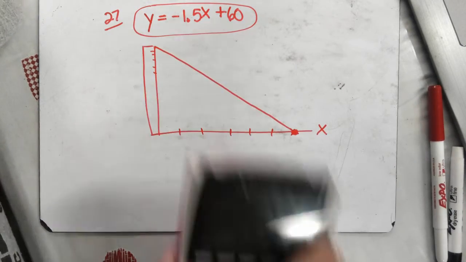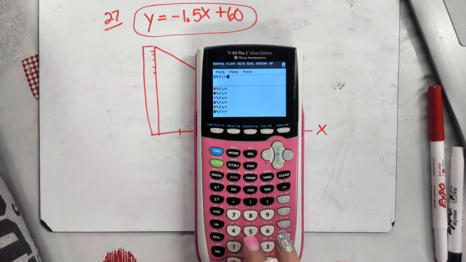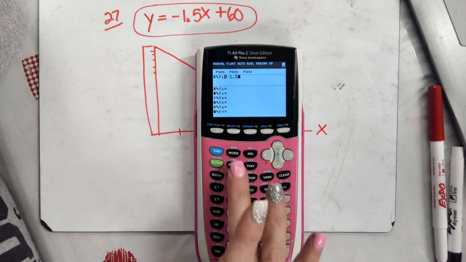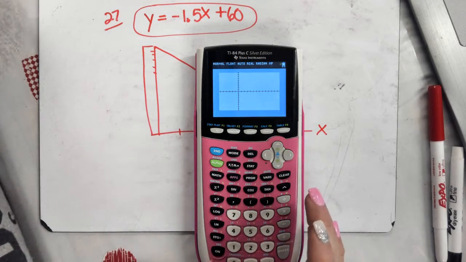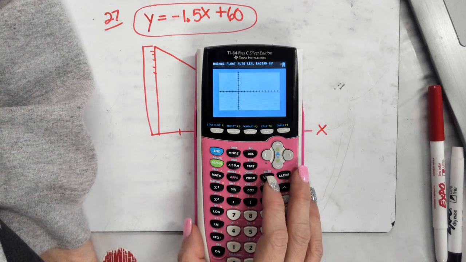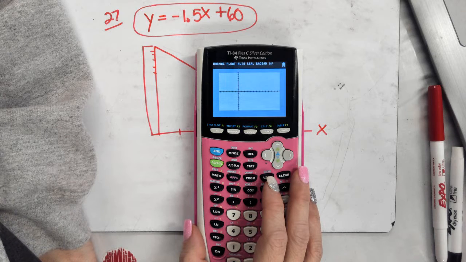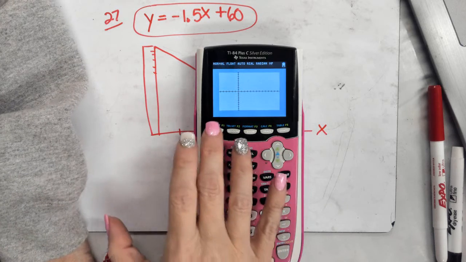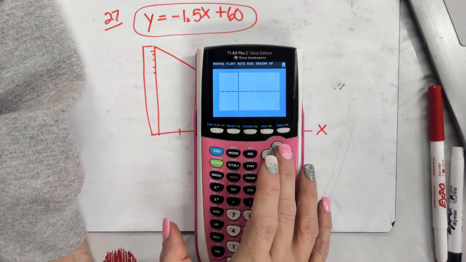So let's go to our calculator. Let's go to y equals, and let's put in negative 1.5x plus 60. And let's graph it. Alright, here it is. How long does it take it to hit the ground? Oh, did I graph it already and I couldn't see it? Oh yeah, I did. Okay.